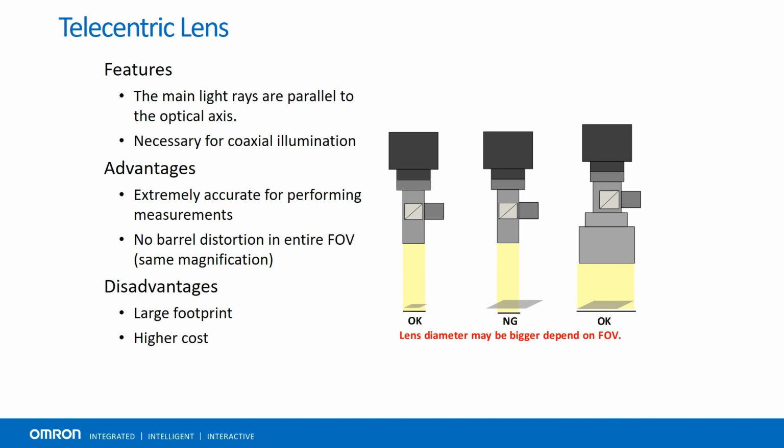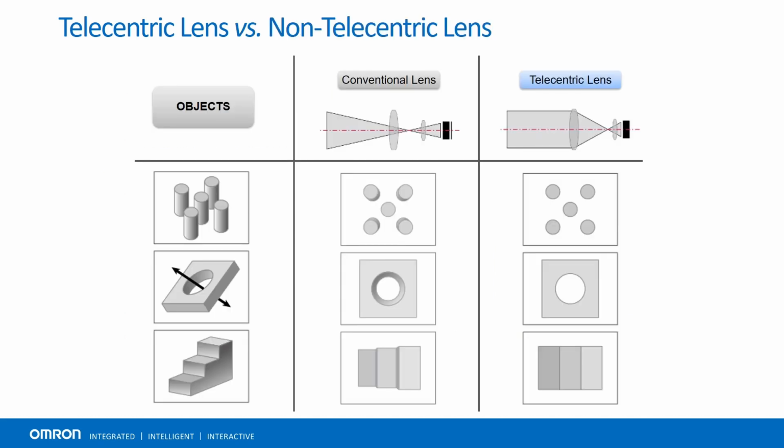As we can see from this slide, looking at our inspection objects in the left column, we can see the distortion present using conventional lenses. If our goal is to measure the distance between each cylinder, we would be unable to do this accurately with a conventional lens. The same goes for measuring the diameter of the hole cut out in our inspection piece or measuring the size of each step.